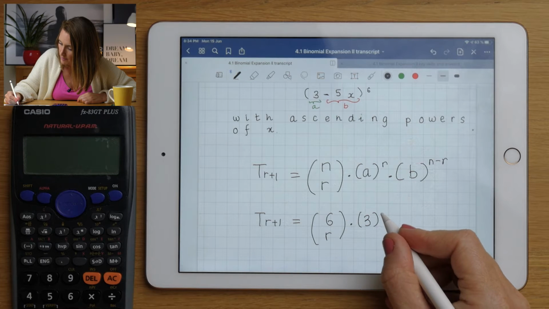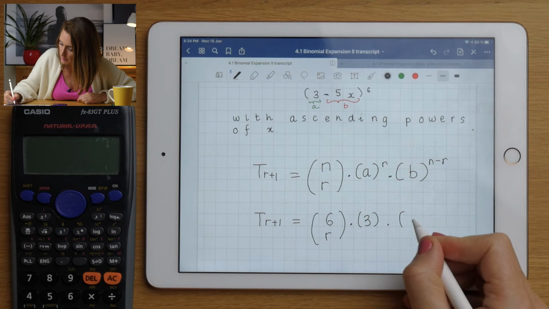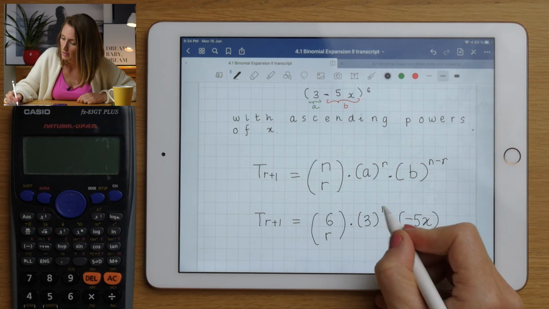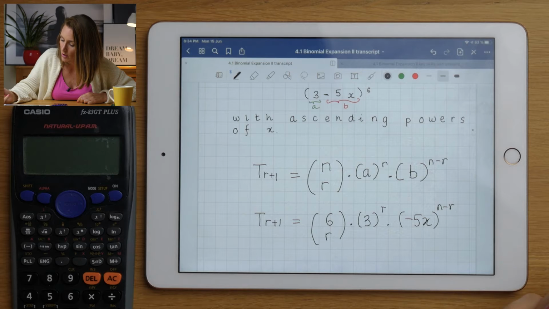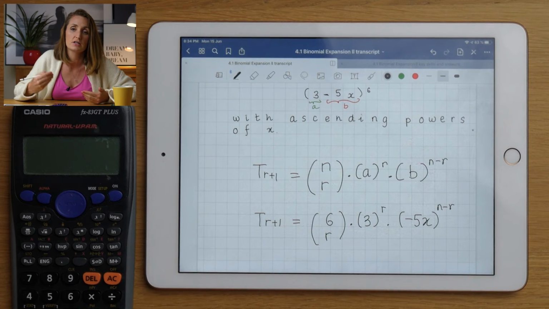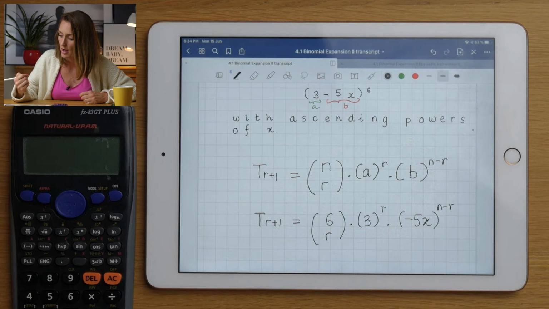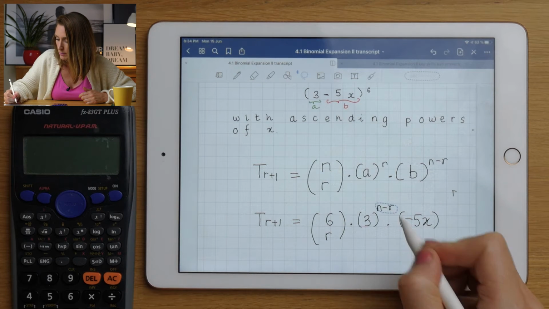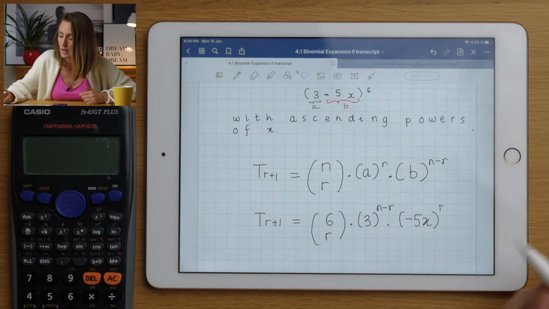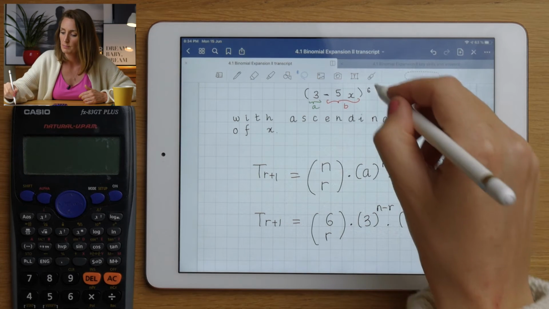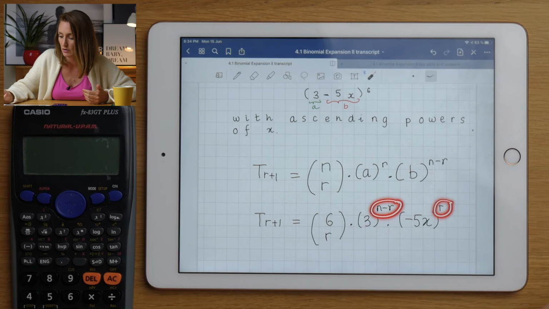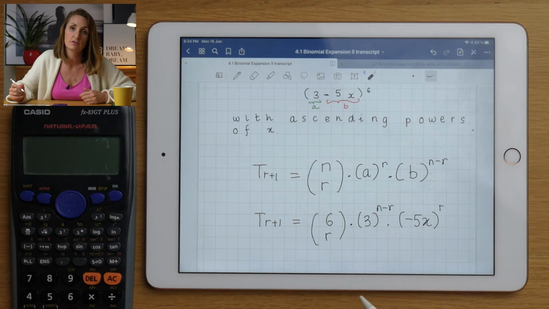And b I'm going to have as minus 5x. Now, depending on which way around, you can either have this is r and this is m minus r, or the other way around. It actually doesn't make any difference. I think I'm going to have mine this way around, because I generally speaking like to start this power on 0. So I like to increase this power and decrease the power on the 3, but it's going to work perfectly well either way around.